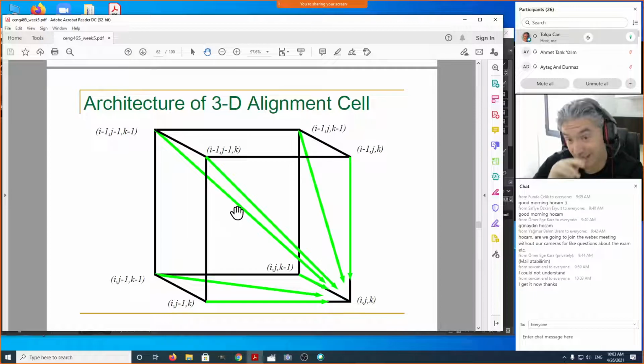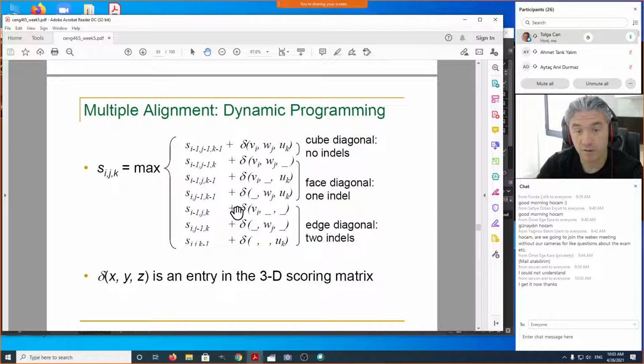And if we write the dynamic programming solution to this, it will look like this. In the dynamic programming solution, we are going to take a look at the best score of aligning the first I letters, first J letters, and first K letters of these 3 sequences.